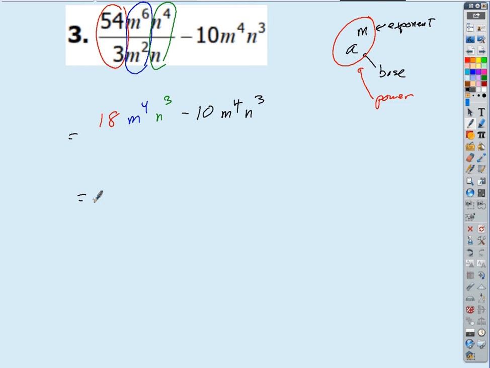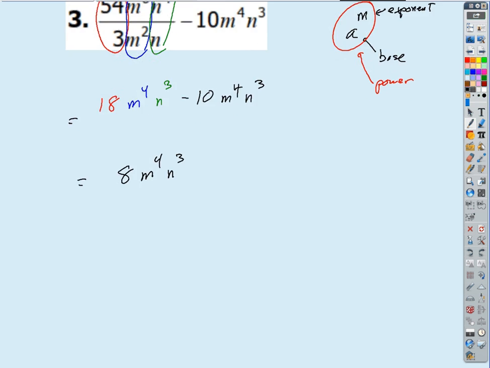Okay, and here's how you can remember this. Well, I have 18 of something here. What do I have 18 of? M to the 4th n cubed. Whatever that is, I've got 18 of those. That's all a coefficient means. I've got 18 of those minus 10 of those same things, right? Okay, what is m to the 4th times n cubed? I don't know, something complicated, but it's a thing that I've got 18 of, right? So 18 of those minus 10 of those is 8 of those. Okay? See how that works?